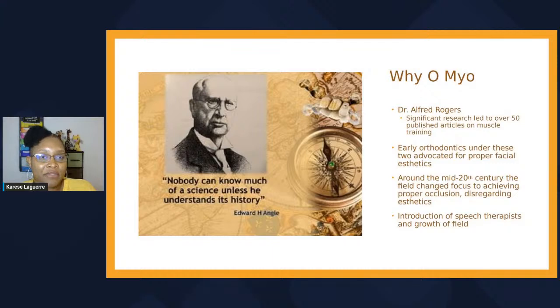So Alfred Rogers' research in the early 1900s, because by 1918 he had over 50 articles published about this, really led to the determination that myofunctional therapy, which was later the term for it, but the soft tissue and the manipulation of the soft tissue really does determine the position and the structure of that hard tissue. So craniofacial development is highly dependent upon the soft tissues.